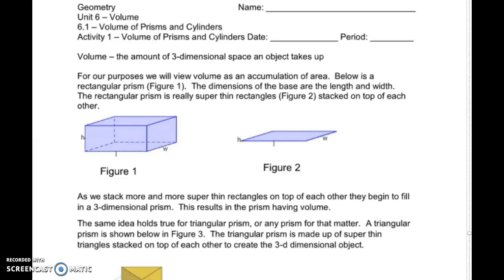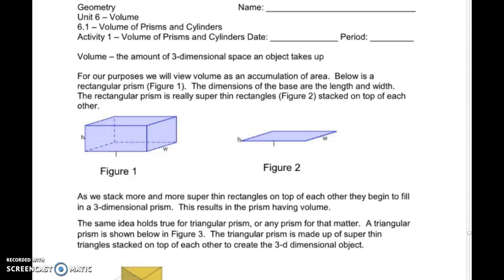In this video, we're going to explore the volume of prisms and cylinders. But before we do that, we have to discuss what volume actually is. Volume, as a traditional definition, is the amount of three-dimensional space an object will take up. What we have to really think about, though, is that there's a connection to area. And volume, for our purposes, is going to be an accumulation of area.